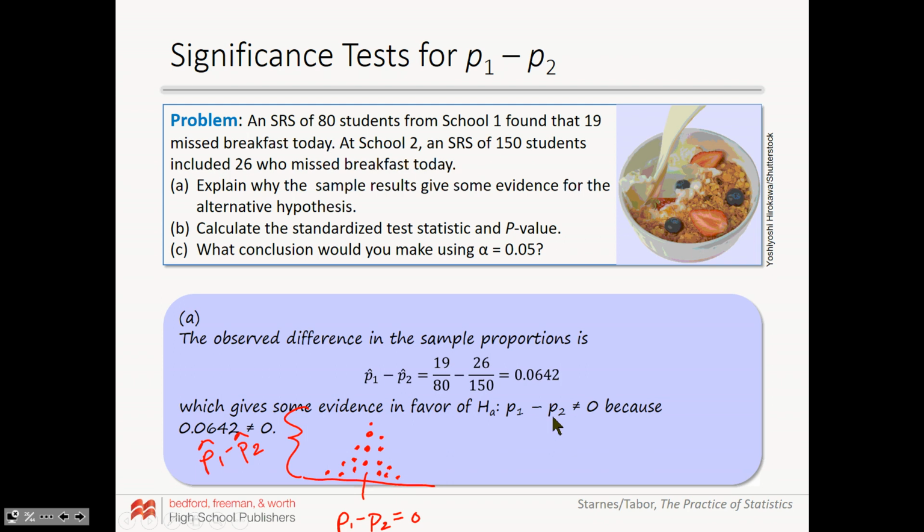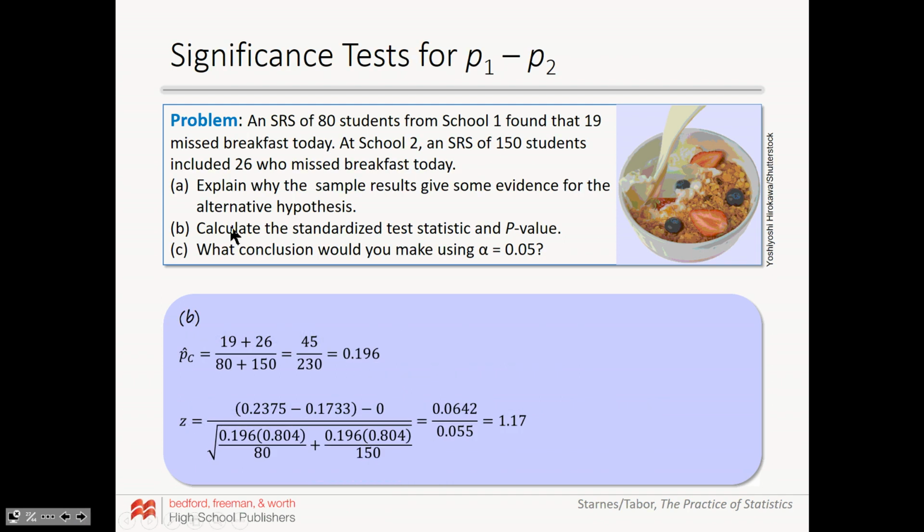All right, so we do have a little bit of evidence, but that doesn't tell us for sure. We need to run the hypothesis test to see for sure. So calculate the standardized test statistic. In order to do that, we need the p-hat combined. We already did that. That was our 19.6%. The standardized test statistic is a z-score. Remember, we just built that formula. So it's the difference in the two p-hats: p-hat 1 minus p-hat 2 minus 0.